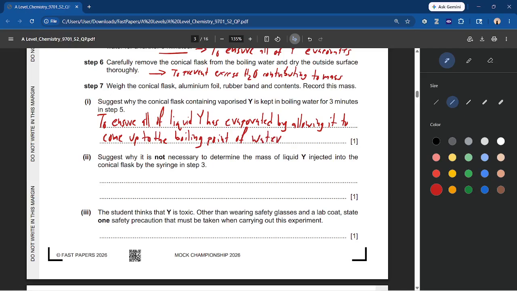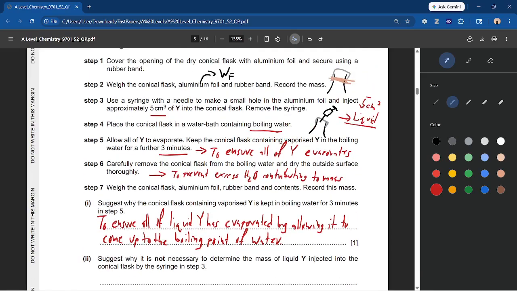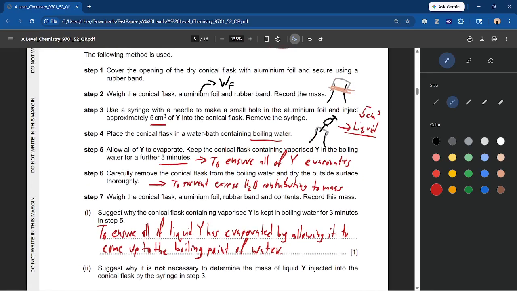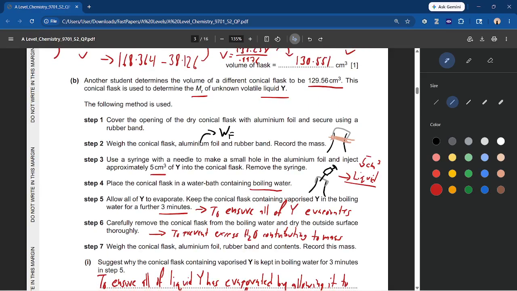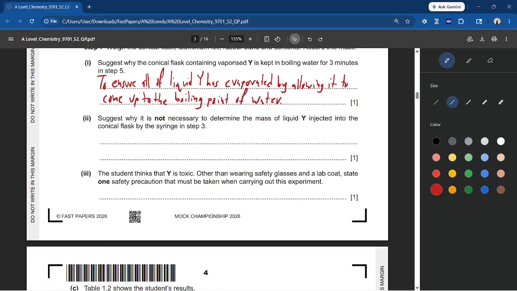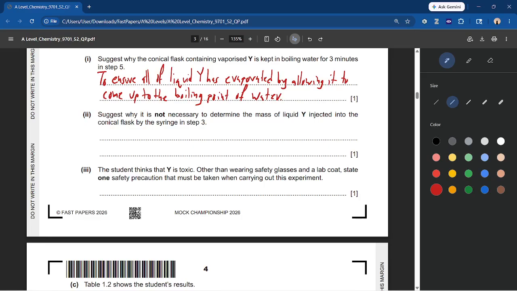Very simple. Suggest why it is not necessary to determine the mass of liquid Y injected into the conical flask by the syringe in step 3. So again, we're only concerned with the mass of the vapor. So that's why we're not too concerned with, let's say, mass of the liquid Y. So we just want to find out how much vapor has escaped. So that's why we're only concerned with the mass of vapor Y, because when we're doing the calculations, that's what we're going to be concerned with.